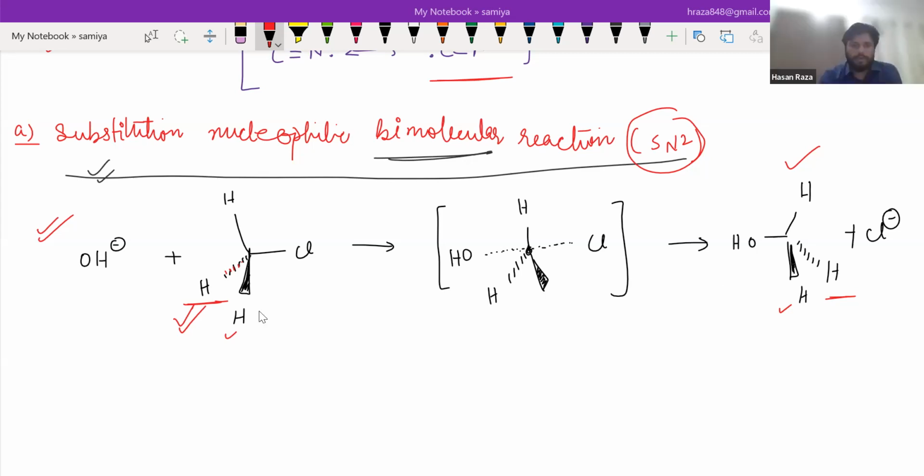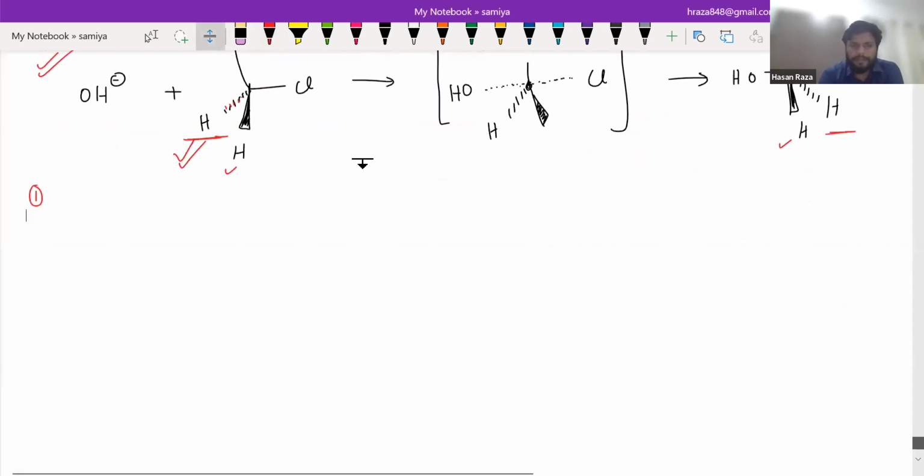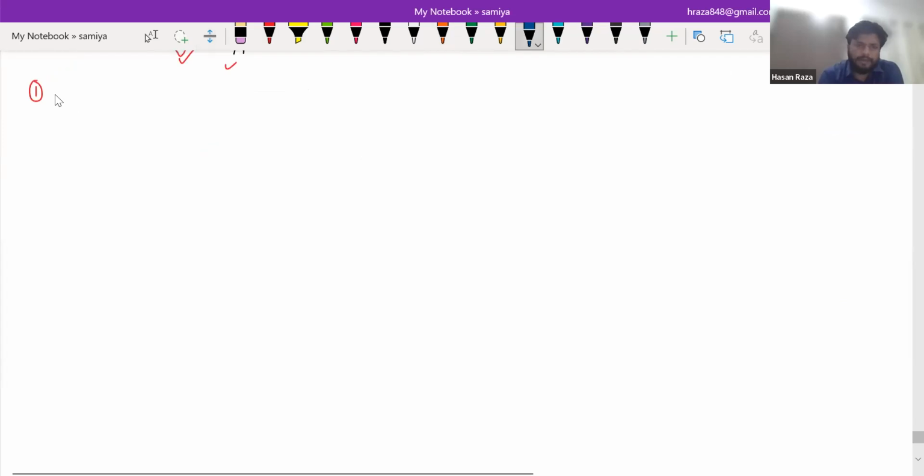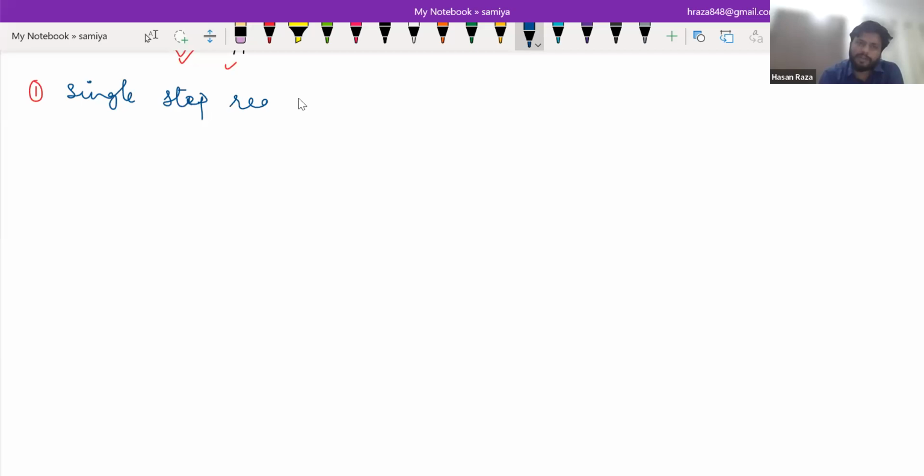Very good, thank you. Now see, the first characteristic of this reaction is that it is a single step reaction. This reaction is carried out in a single step. I'll explain it.